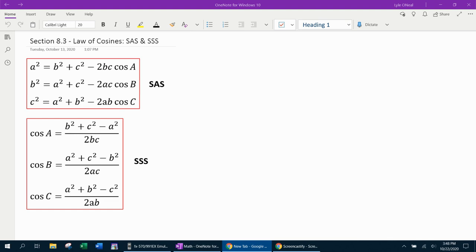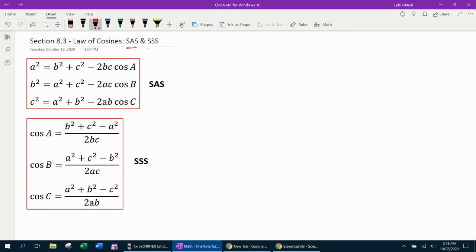The law of cosines is only used when you have a side-angle-side setup or a side-side-side setup. Those are the two situations where you're going to be using the law of cosines. Here I have these designated as the side-angle-side formulas, where you're looking for A, B, or C. And down here we have the side-side-side formulas, where you're looking for angle A, angle B, or angle C. Without further ado, we're just going to jump straight into an example and see how this works.